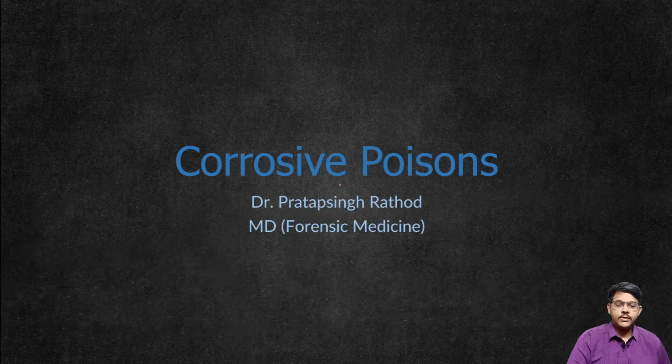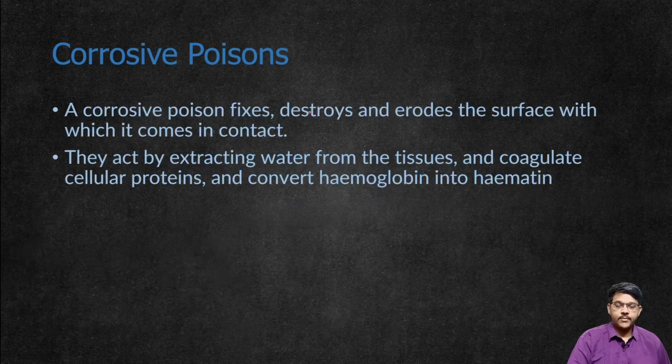In today's video, we will start with corrosive poisons and poisoning from the corrosives. Corrosive poisons are poisons which fix, destroy, and erode the surface which comes in contact. So any corrosive poison, when it comes in contact with the body, fixes on the body, destroys the body or erodes the body. They act by extracting water from the tissues, coagulating cellular proteins and converting hemoglobin into hematin. This is the basic mechanism by which the corrosives act.